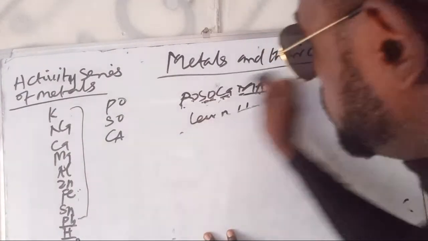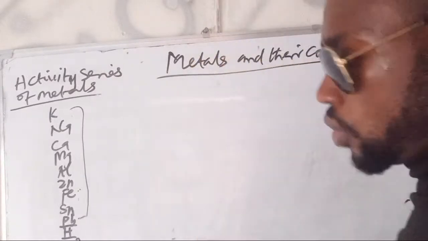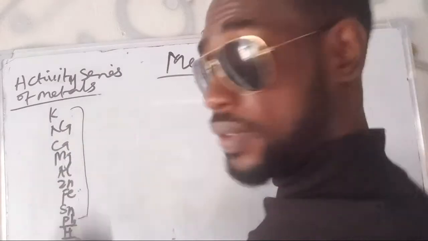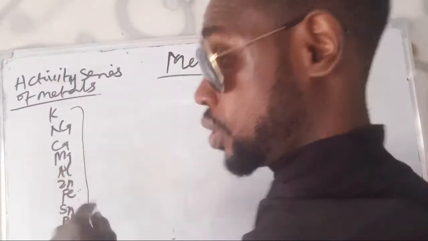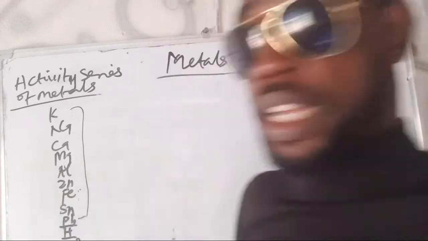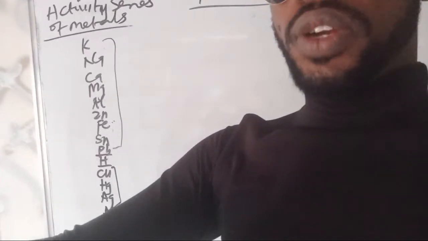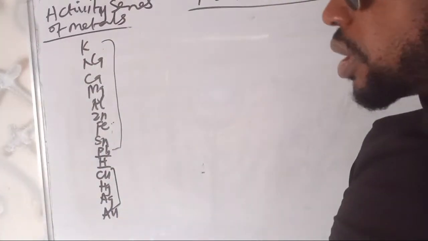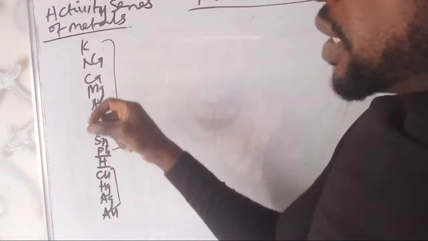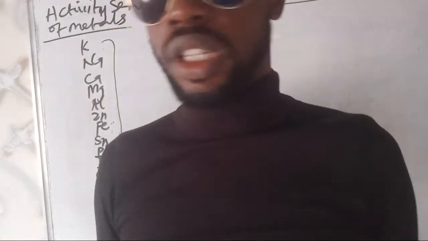Now, let us see the ways metals occur. It is obvious this activity series is very necessary. Because of their reactivity, metals don't just occur freely. Not all these metals occur freely in the Earth's crust. I hope you can still see the board very well. They are very reactive, such that on seeing any other element like oxygen, they will combine.